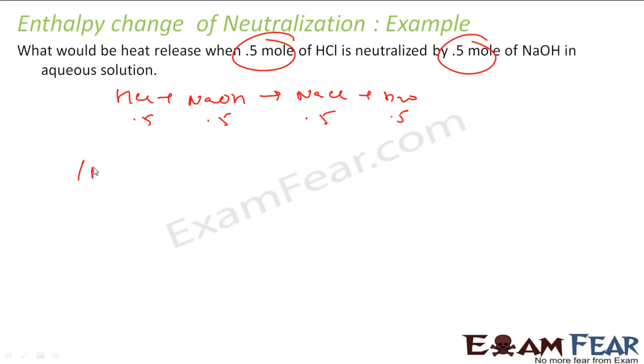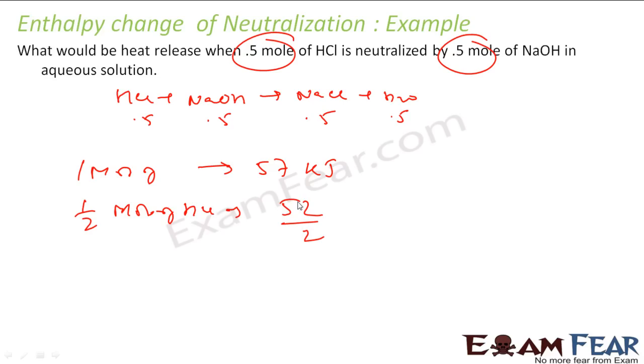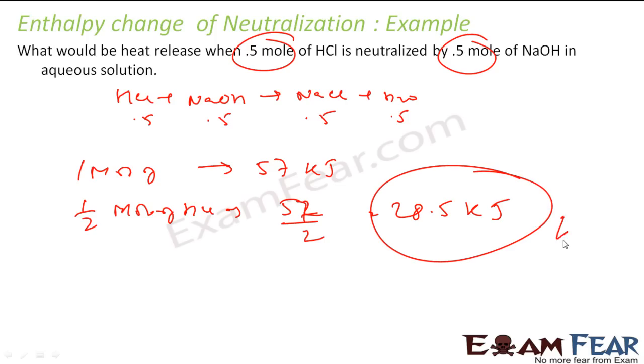So for 1 mole, for the same reaction, we get 57 kilojoule of energy. Since it is 0.5 mole, we will get half of this, that is 28.5 kilojoule of energy. Very easy. See, for 1 mole, the heat release is 57 kilojoule. For half, it will be 57 by 2, that is 28.5.